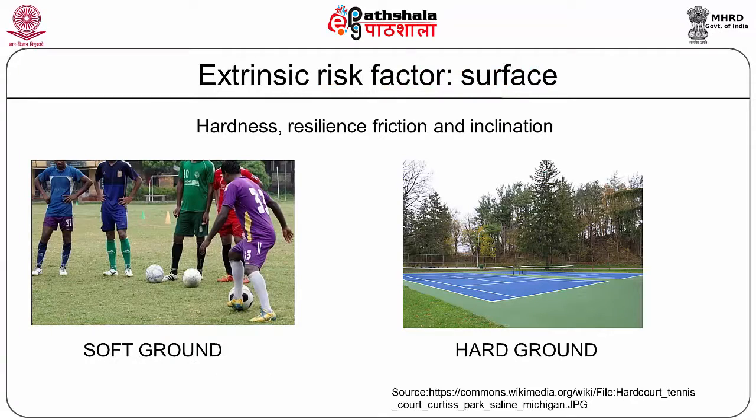The role of the ground on which the game is played in inciting sports injuries is well recognized. The artificial turfs provide different hardness, resilience, friction, and inclination in comparison to natural grass. Therefore, the injury profile of these surfaces differs significantly. Training on hard surfaces such as concrete and asphalt can increase the impact loading and predispose to overuse injuries.